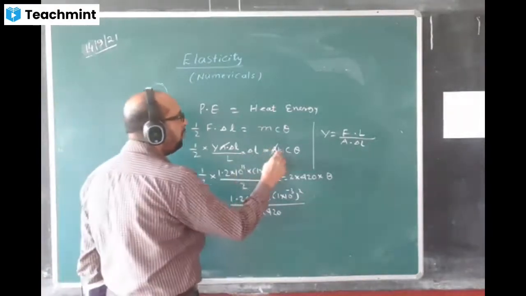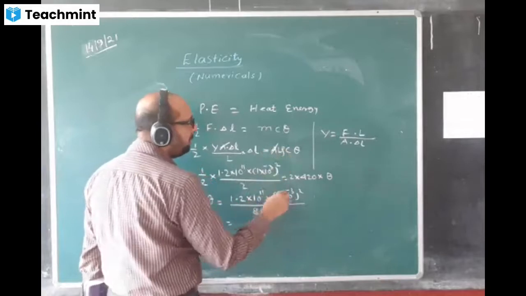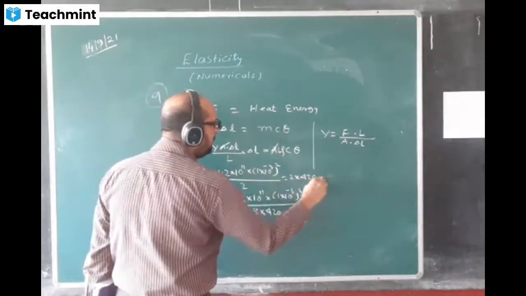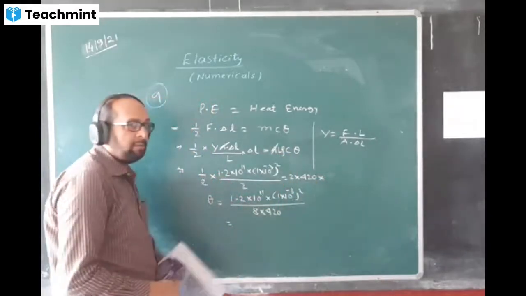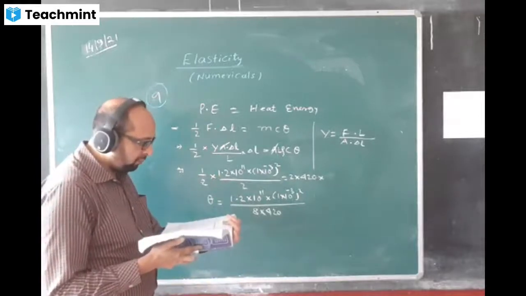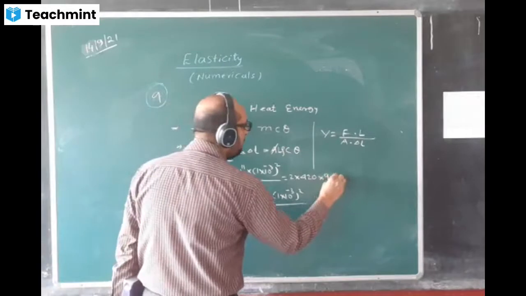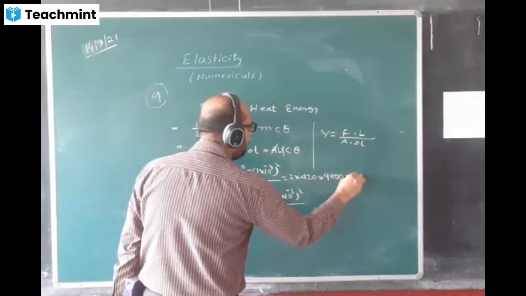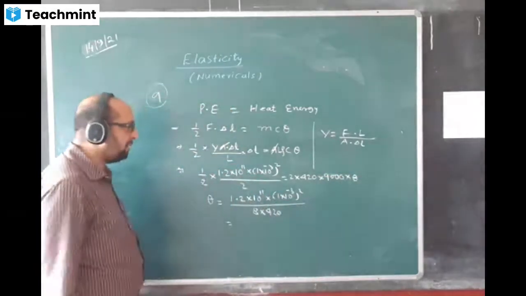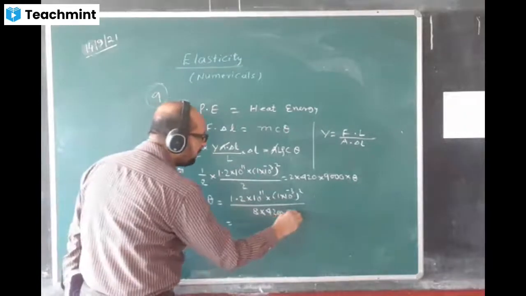One thing I forgot to do: mass is equal to volume into density. Density I did not write. Please, a little correction. Density is also given in the question. Density is given 9,000. So please write density here, 9,000 into theta. I forgot to put the value of density. That means divided by 9,000 also here.